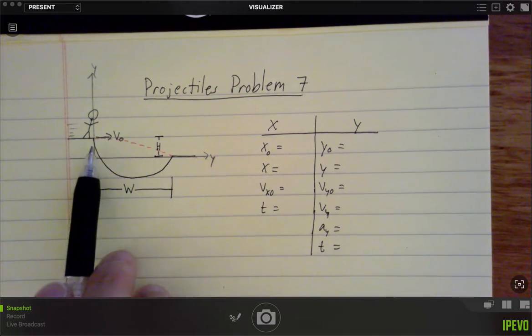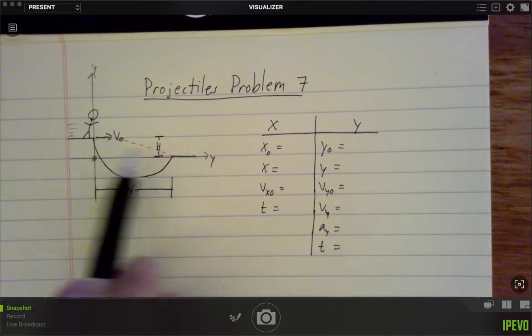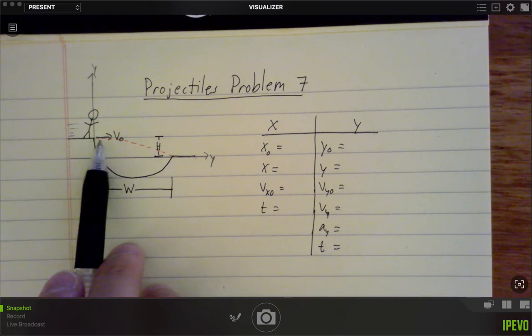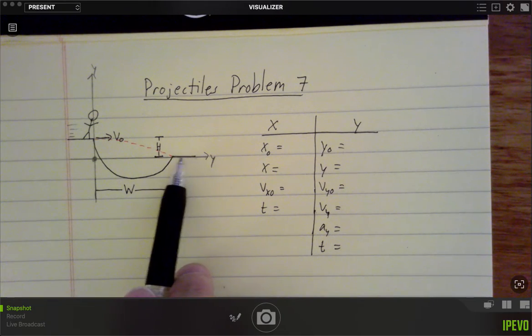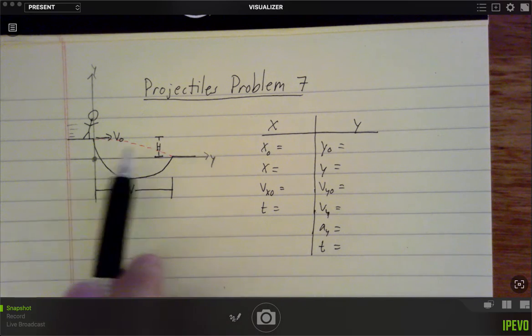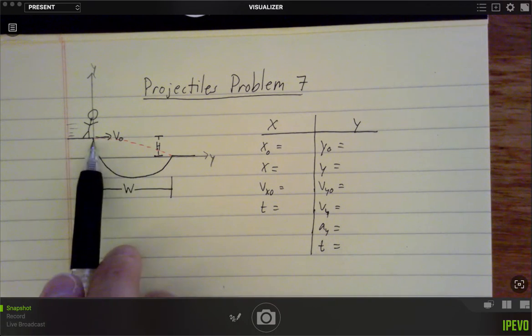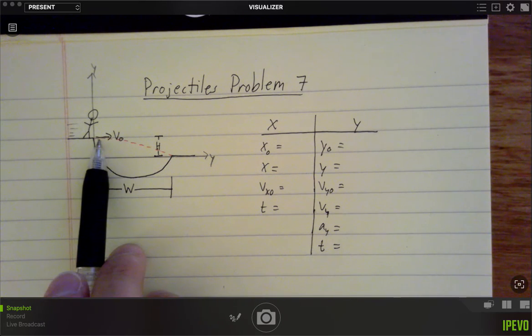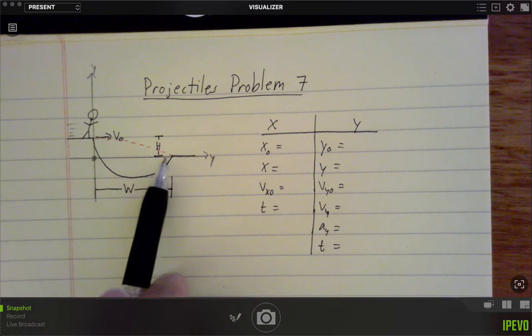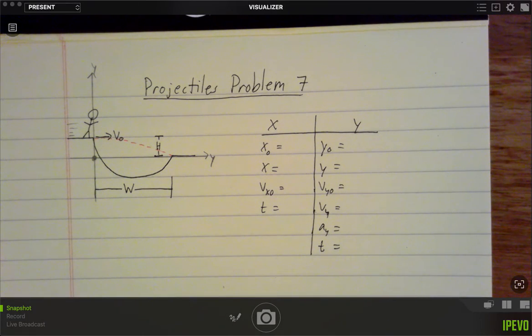And they need a certain speed to make it across. If they exceed that speed, then they're going to land further away from the edge of the river. If they come in at less than that speed, they're going to land in the water. So this problem is asking for what is the magical speed that you could have to land exactly at the other edge of the river. And that's the problem that we're solving.